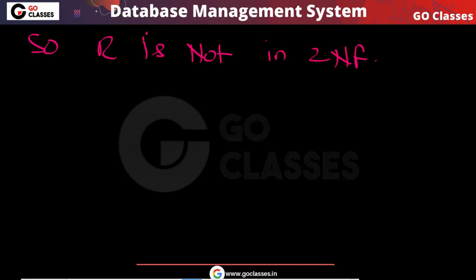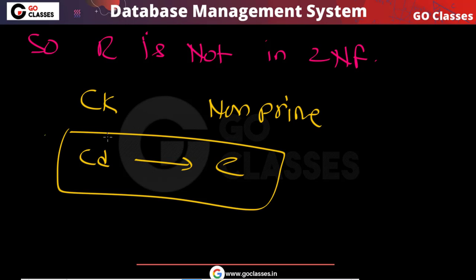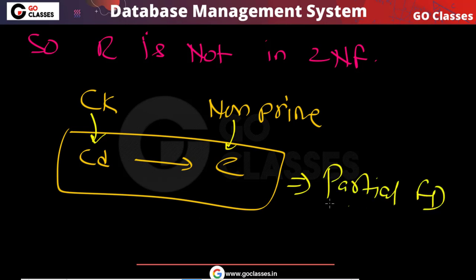There is a violation because CD is a candidate key, and E is a non-prime attribute, and this functional dependency is not full, it is a partial functional dependency. So that is the reason this R is not in 2NF.